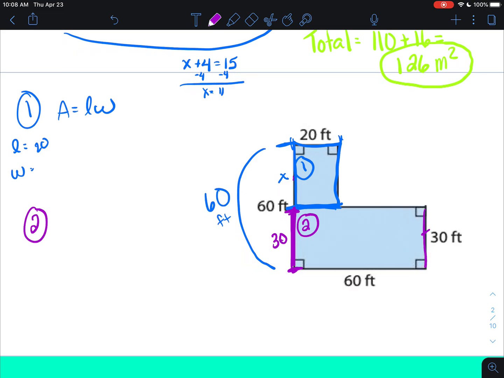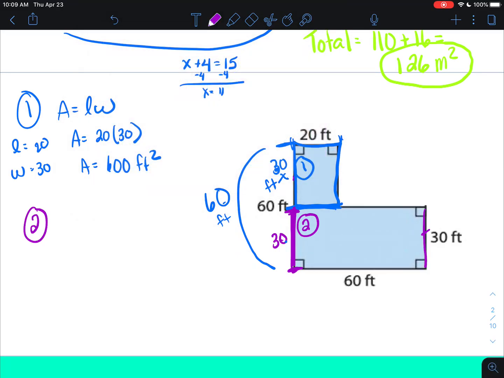So 30 plus what would give me 60? To figure that out, I need to subtract 60 minus 30. So this is actually 30 feet as well. 30 plus 30 is 60. So the width of that rectangle is 30. Now that we know our length and our width, we're going to plug it in. So the area is 20 times 30, and 20 times 30, our area is 600 square feet.